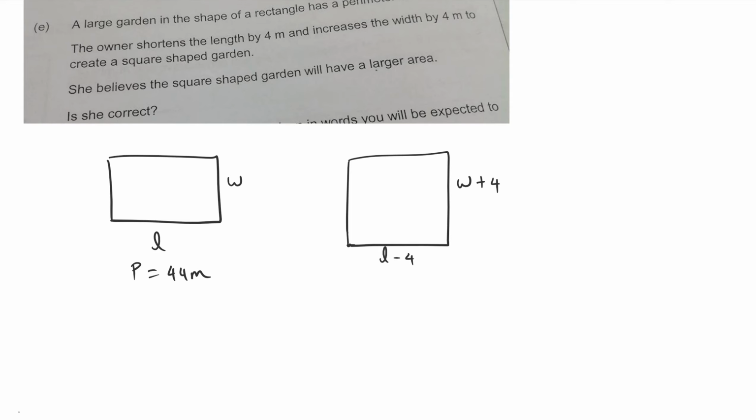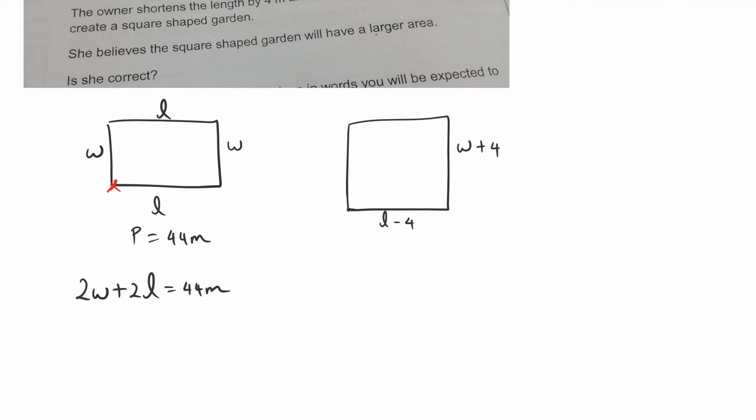Now, knowing this, for this square to happen, the length minus 4 should equal W plus 4. That's the first thing, because remember, square sides are equal. Now also, going back to that rectangle, we've got perimeter equal to 44, which means starting from this point and going around all four sides and back to the starting point, I'm going to get 44. So that means I've got 2W plus 2L, because those are all the sides, equal to 44 meters. These are the facts I'm working with at the moment.